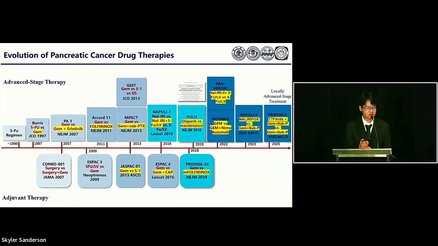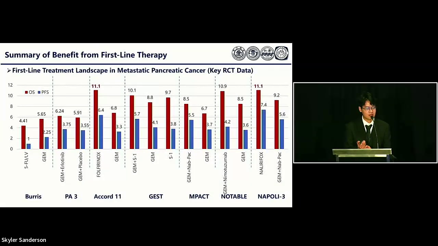This slide shows the evolution of pancreatic cancer drug therapies, mainly including advanced stage systemic therapy and adjuvant therapy. We can see the number of successful clinical trials recently has been increasing rapidly. From the summary of the historically successful clinical trials, first line for metastatic pancreatic cancer, we can see that the longest median overall survival is about 11.1 months, which still needs to be improved in future.